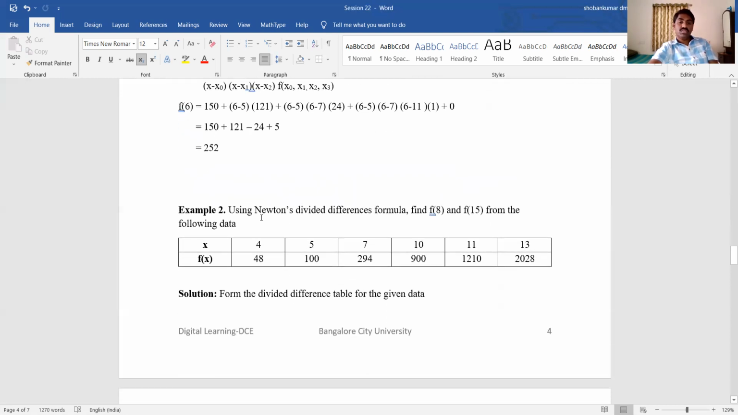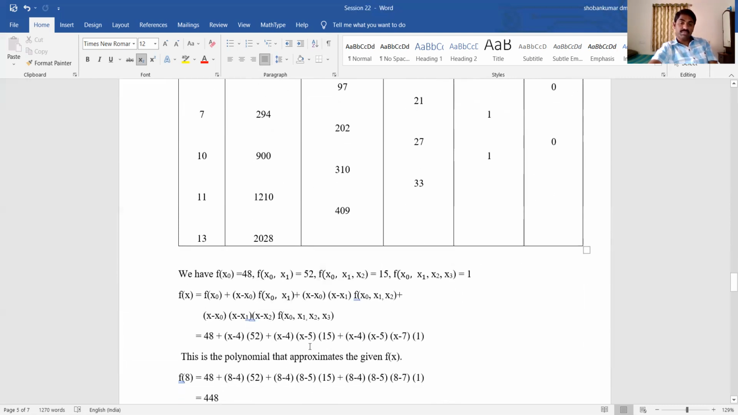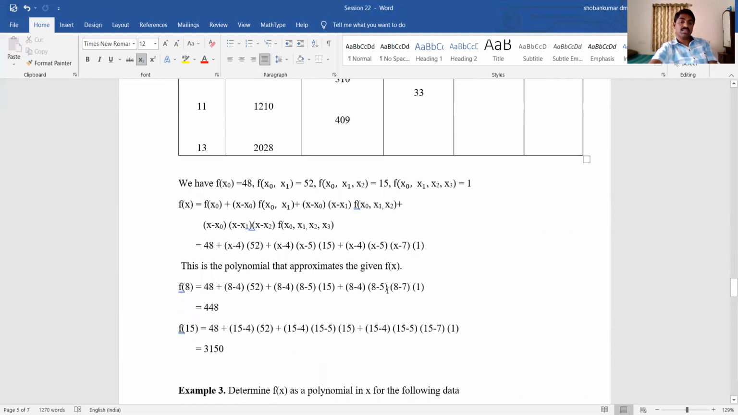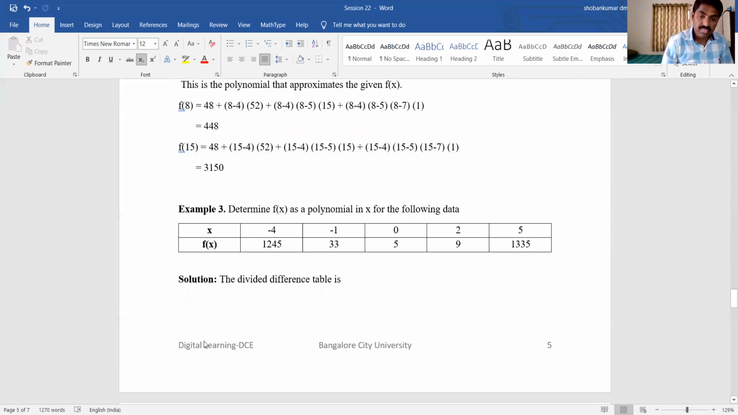And another one: using Newton's divided difference formula, find f of 8 and f of 15 from the following data. Here x and f of x are given. First construct the table, and then using Newton's divided difference interpolation formula, once we take x equal to 8 and again x equal to 15, we get f of 8 and f of 15.